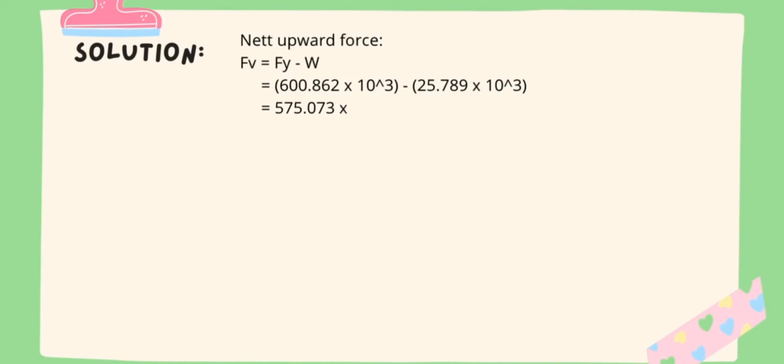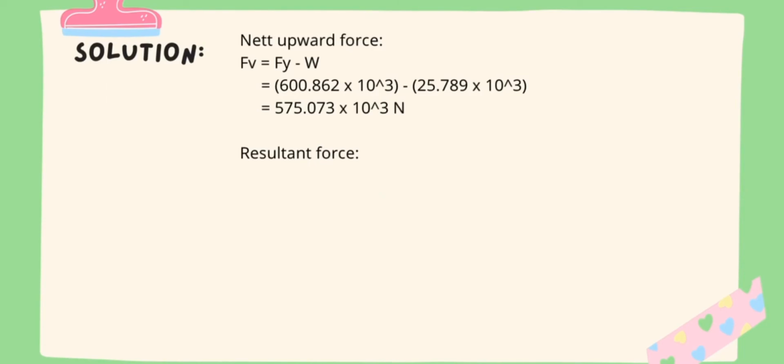Okay, next slide. Next, we need to find the net upward force, which is Fv equivalent to Fy minus W. So just now we have calculated Fy and also W. So that would give us 600.862 exponent 3 for Fy minus 25.789 exponent 3 for W. So we will get 575.073 exponent 3 Newton or 575.073 kilonewton.